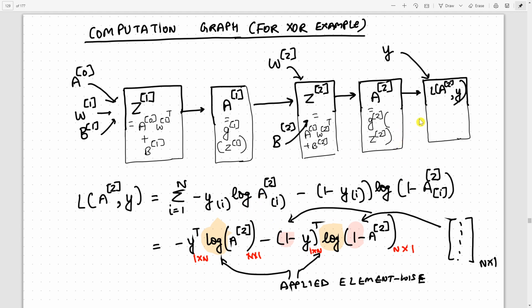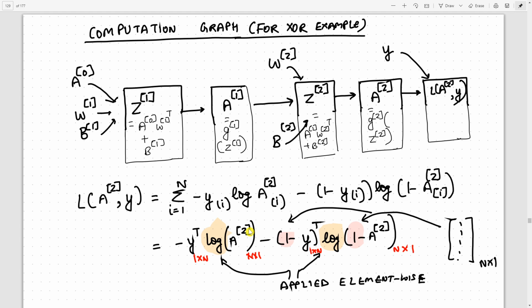So y was an n cross 1 matrix. Y transpose is a 1 cross n dimensional matrix, and this function that we have applied, logarithm of a2, is applied element wise. What element wise means is, you think of it as you've written the vector a2. Now the vector a2 is n samples, so it's an n dimensional vector, and you apply logarithm on each of these. So logarithm of the first term of the vector, logarithm of the second term, and so on and so forth.